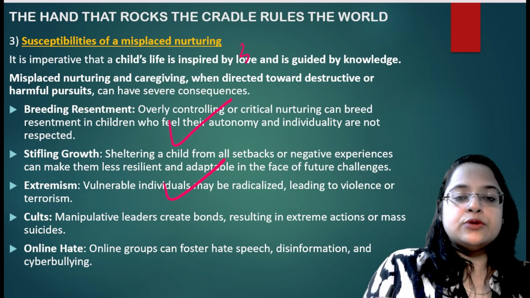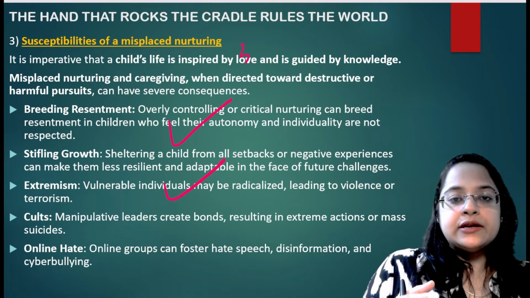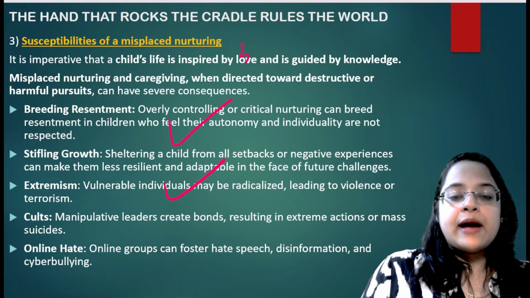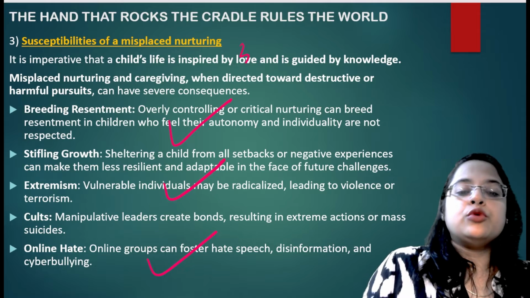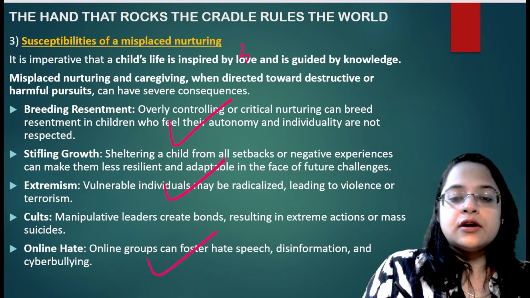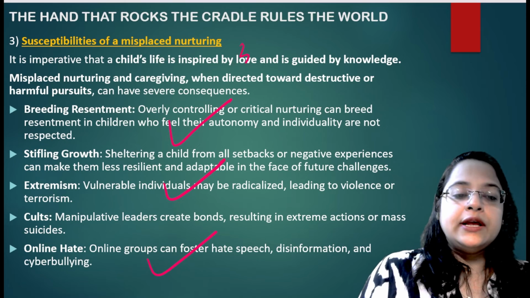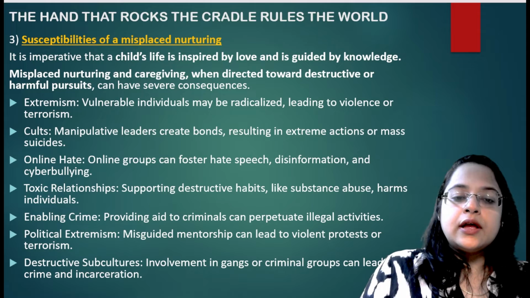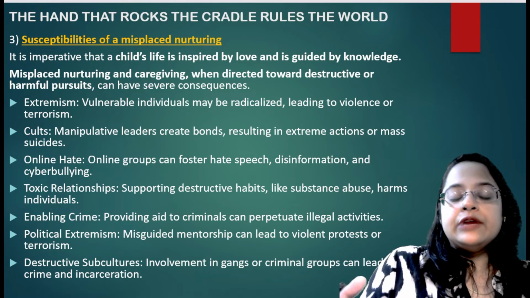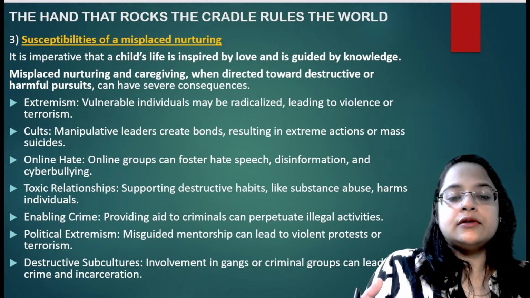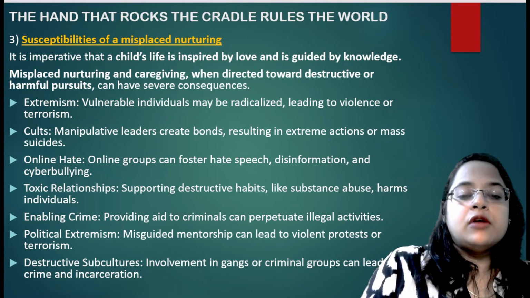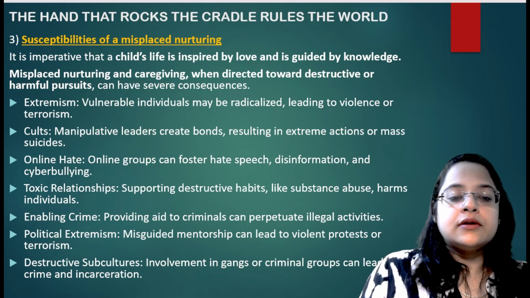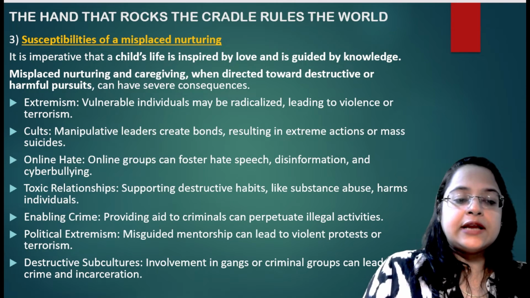You can talk of individuals who are lacking their independence, their individuality. They are lacking love and support from the family. They are vulnerable to hate speech, to online hate, to disinformation, to cyberbullying. Okay, then you can talk of how individuals who are lacking individuality can very much get involved in gangs and criminal groups that can lead to crime and other social evils in society.